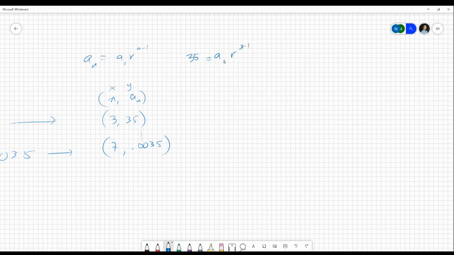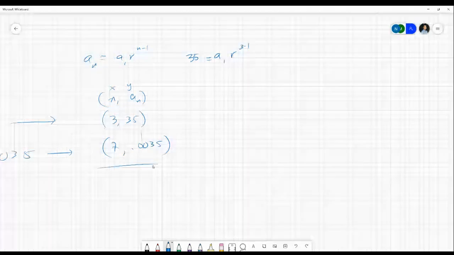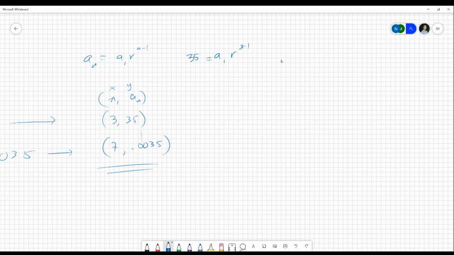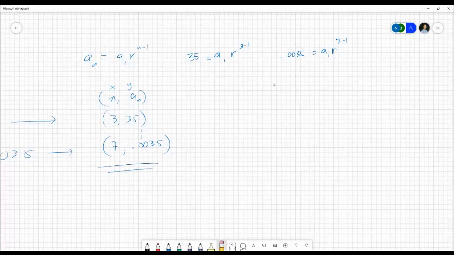You notice we have two variables here, so I cannot solve this without another equation. That's where the second one comes in. We have 0.0035 equals a1 r to the 7 minus 1. We can simplify this a little bit. 7 minus 1 is 6, right? So that's 6 and that's 2.